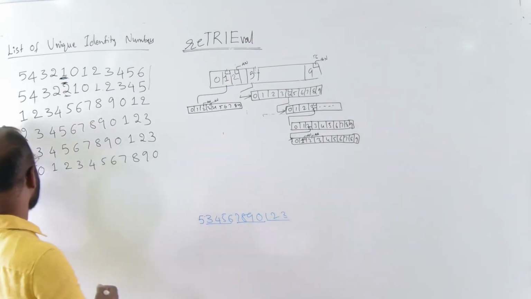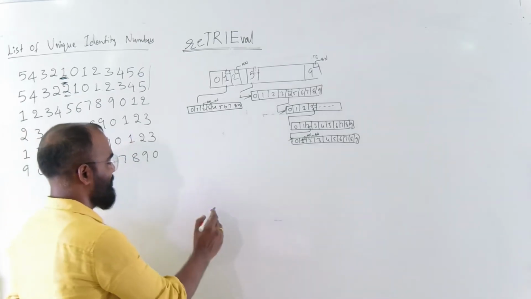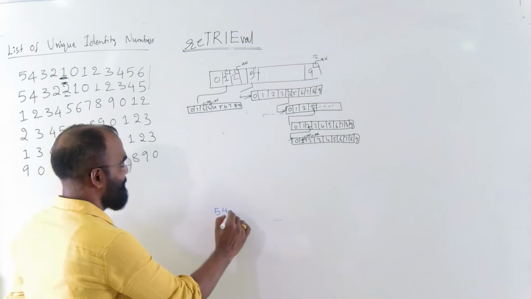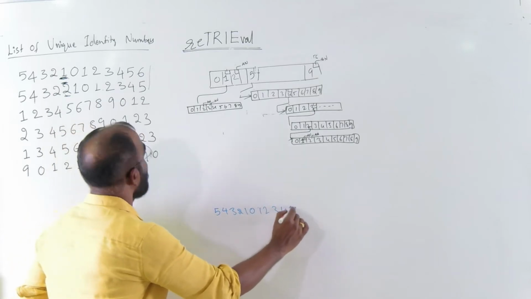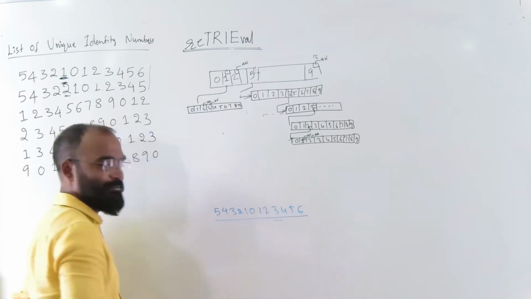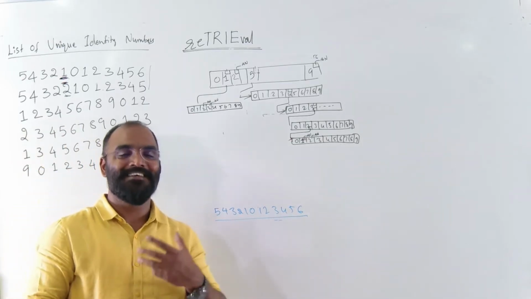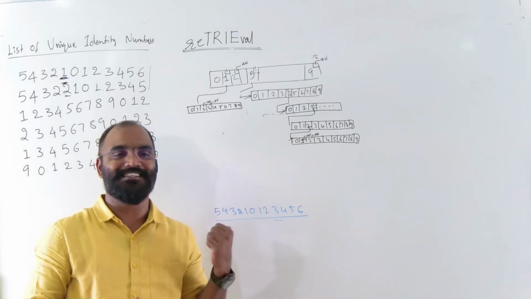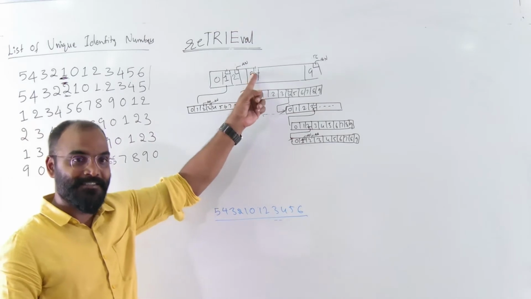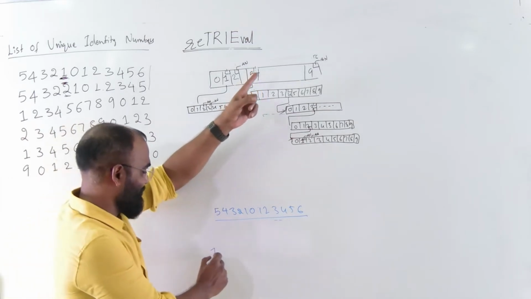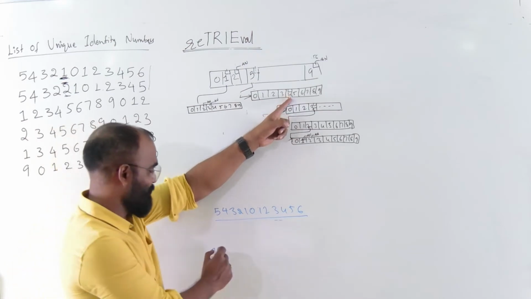Now let us take an example of what we have. If you take 5, 4, 3, 2, 1, 0, 1, 2, 3, 4, 5, 6, this is the Aadhaar number you are looking for. Let's see how many iterations you need to get this. Well, 5 you have, so step 1. And then 4. In the second array, you go to 4. Oh, you have it.